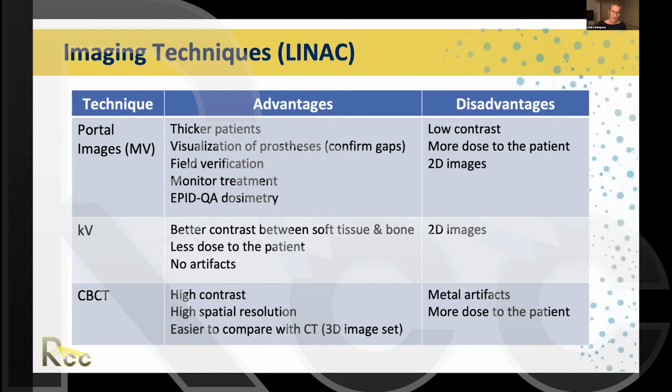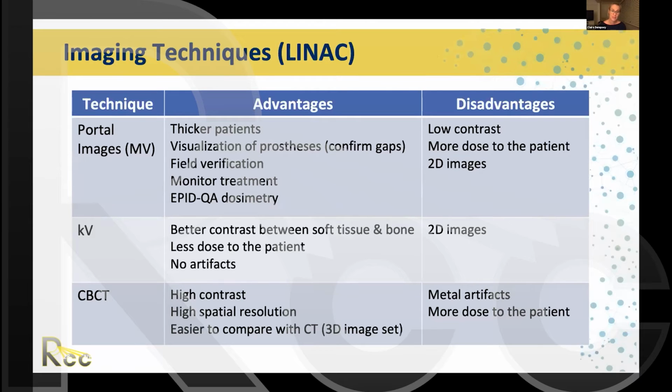With your standard KV technique, you do get better contrast between soft tissue and bone that we saw earlier. There's less dose to the patient and you don't get artifacts as much as you would from prosthetics. A disadvantage again is it's just a 2D image set.